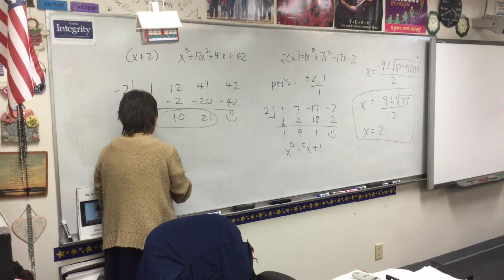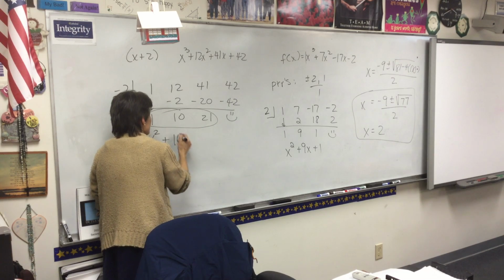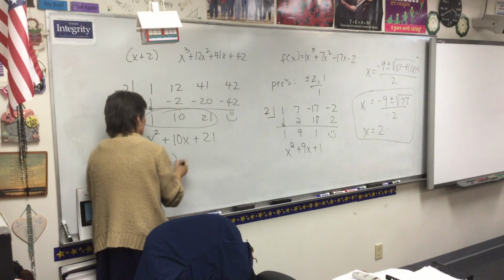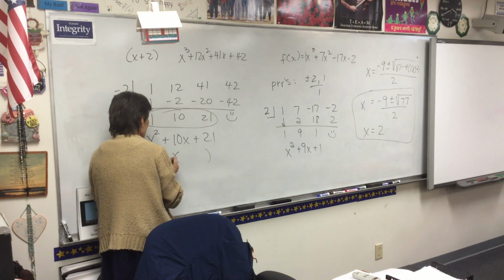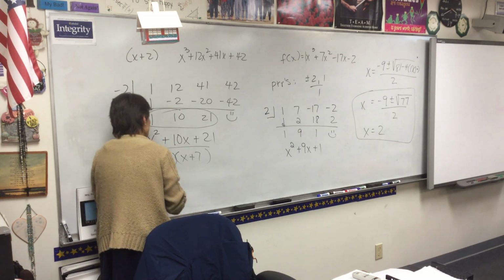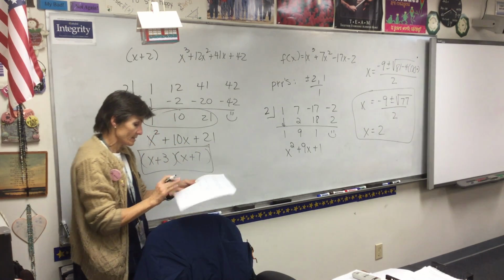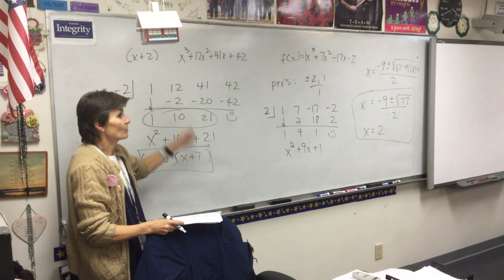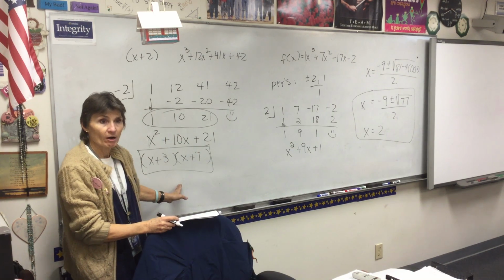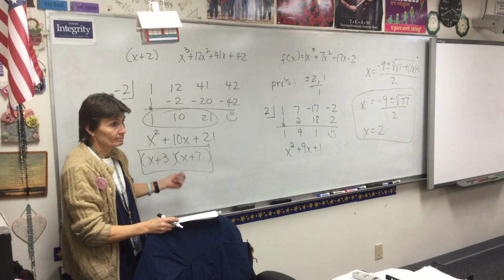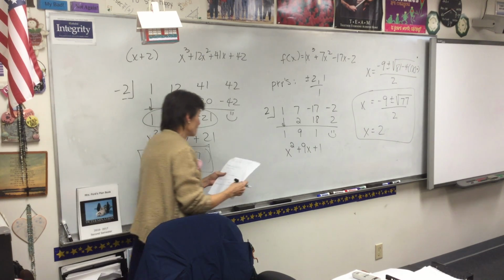So that's x squared plus 10x plus 21. Breaks down into x plus 3 times x plus 7. And those, my friends, are the answers. Because the question literally says, find the other factors. There they are. All right.